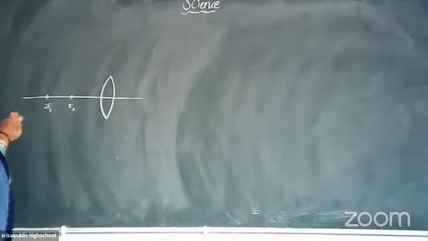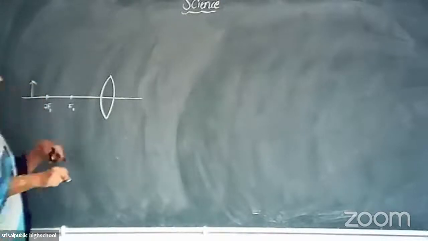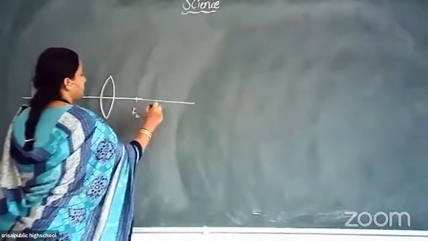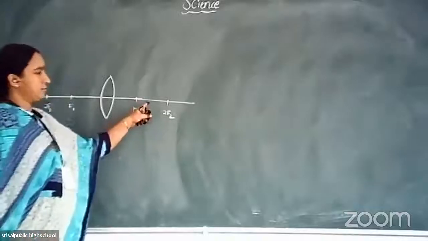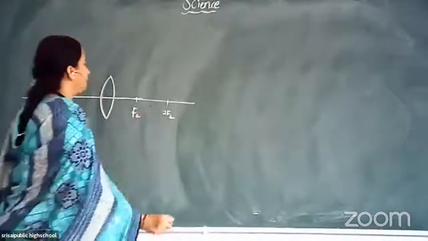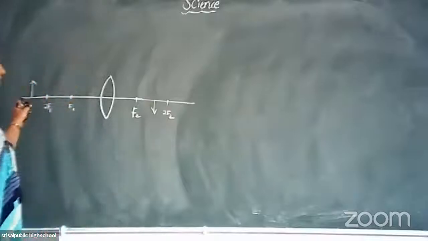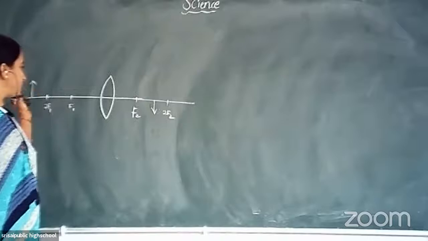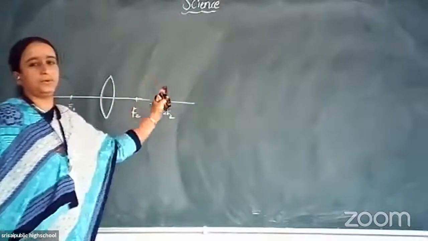Beyond 2F1. Very good. If the object was beyond 2F1, where did you get the image then? Between F2 and 2F2. When the object was beyond 2F1, you got the image between F2 and 2F2.